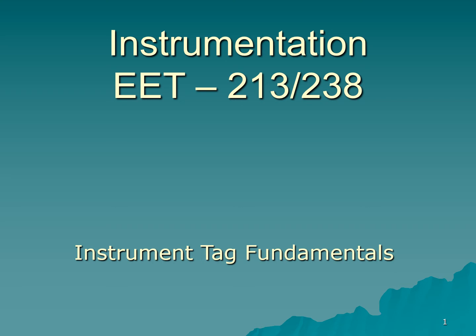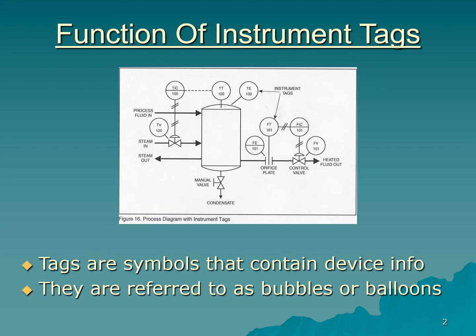Greetings again, and this is on Instrument Tag Fundamentals. Every instrument that appears in the field should have a tag that has all the vital information you need. That's how it's generally referred to. There is a symbol that contains device information, sometimes known as bubbles or balloons on a P&ID.